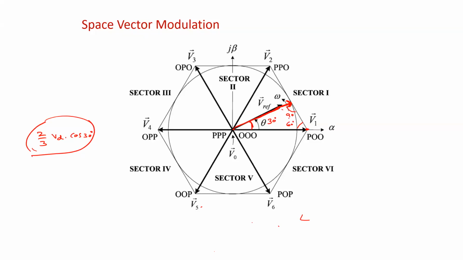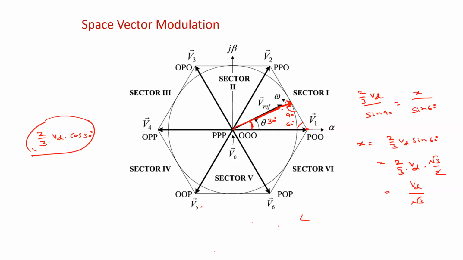So how to find that? If you apply the sine rule, this magnitude 2 by 3 Vd by sine 90 equals, for example, if this is x, x by sine 60. Sine 90 is 1, right? So therefore x equals 2 by 3 Vd sine 60 degrees. What is sine 60? 0.86, that is root 3 by 2, right? So what is this value? Vd by root 3.